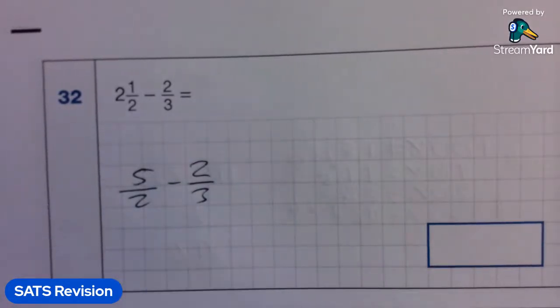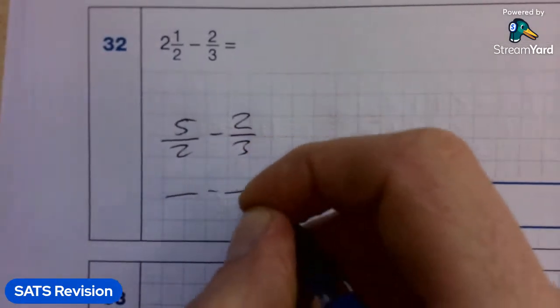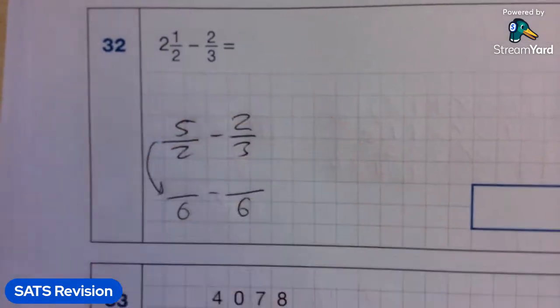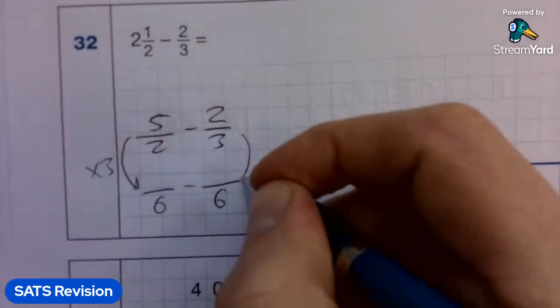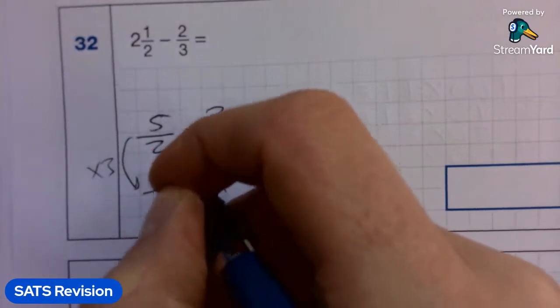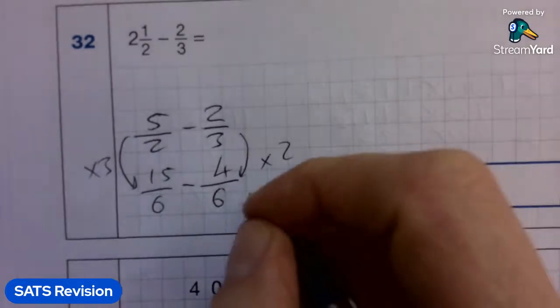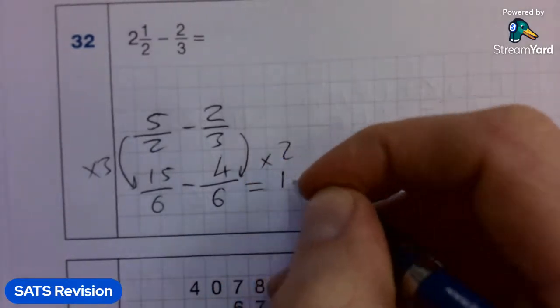Process the same again. What's the lowest common multiple of 2 and 3? Well, that's going to be 6. So you're multiplying this by 3, multiplying this by 2. That'll be 4, and that'll be 15. Just be careful. It doesn't matter the top number is larger than the bottom. Don't let bad teachers tell you otherwise.